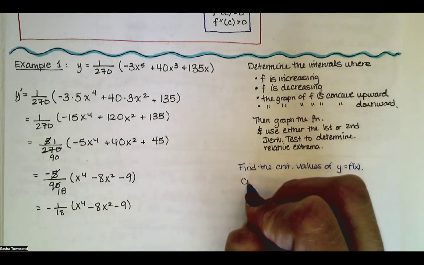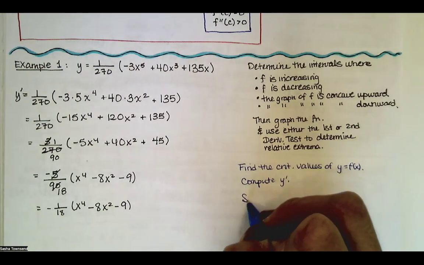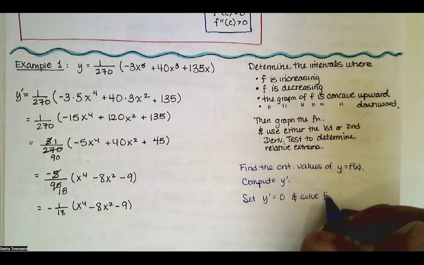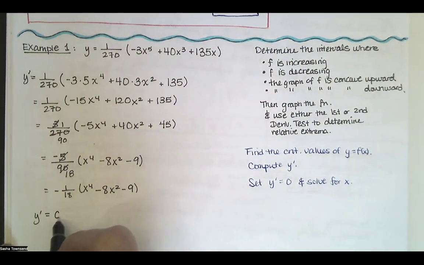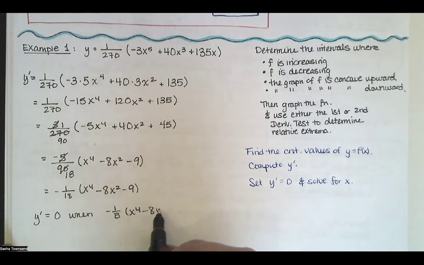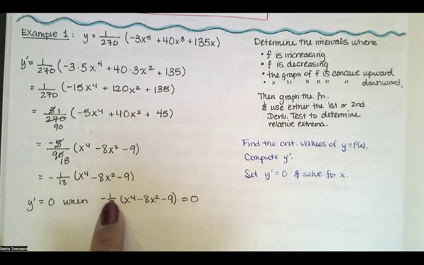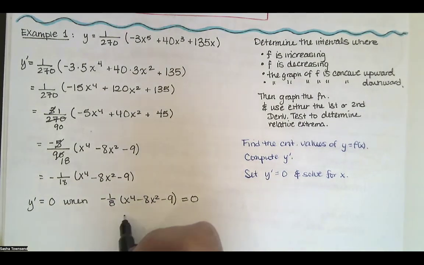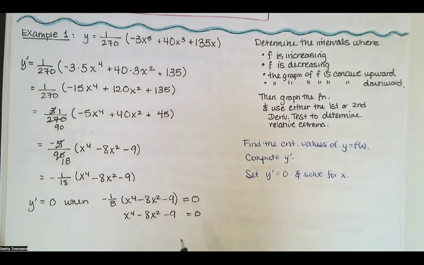So that involves computing y prime, setting y prime equal to 0 and solving for x. So we have y prime equals 0 when this polynomial equals 0. And that negative 1/8 doesn't change anything. If negative 1/8 times this equals 0, it just means that polynomial equals 0. Now, one thing that I want you to notice is that that polynomial is quadratic in form.